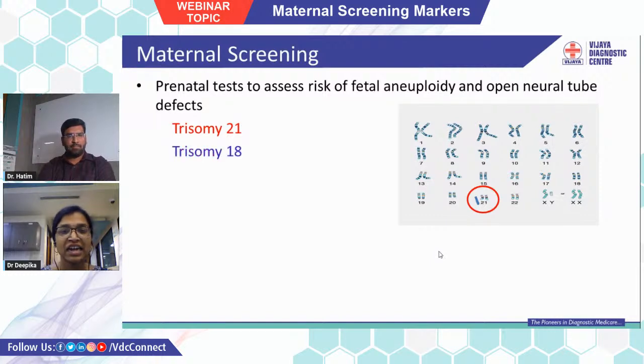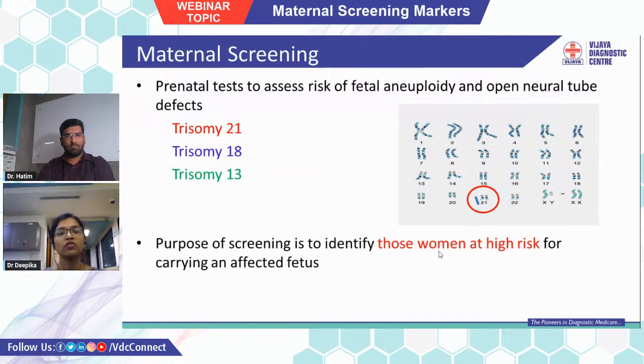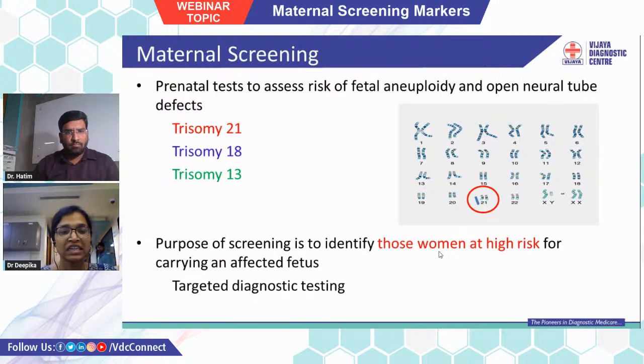The second is trisomy 18, and the other is trisomy 13. The purpose of doing these screening tests is to identify those women who are at high risk of carrying an affected baby. By identifying these women, we can go for targeted diagnostic testing like chorionic villus sampling or amniocentesis.